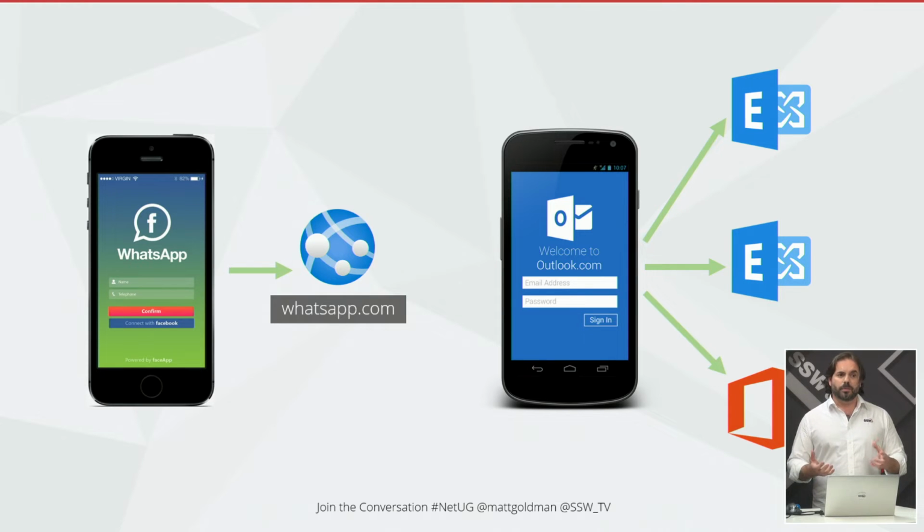So now you've got a problem, because all of these users have different sets of configuration, and those users need to get that configuration into their Outlook app on their mobile phone. So we're going to be looking at, how do you solve this problem?